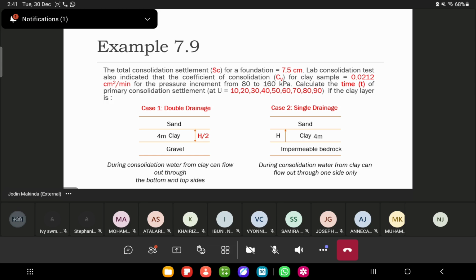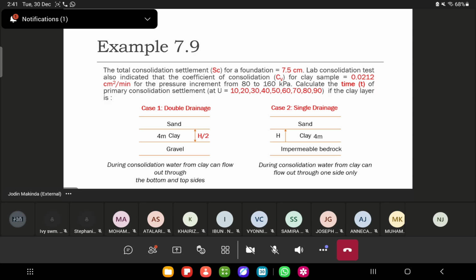The total consolidation settlement for the foundation is 7.5 cm. We know the layer of clay will settle 7.5 cm based on the previous calculation. This is the Sc value. The lab consolidation test found that the coefficient of consolidation is 0.0212 cm squared per min. This is from either Taylor or Casagrande.